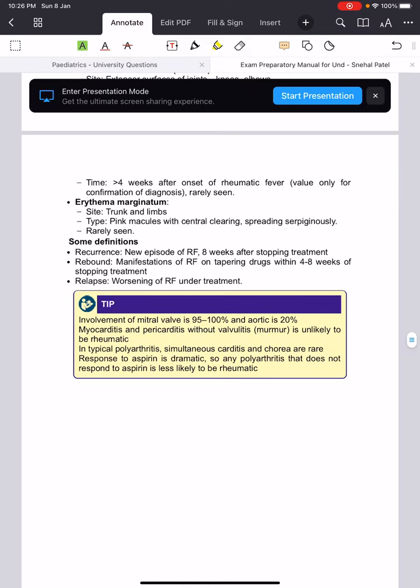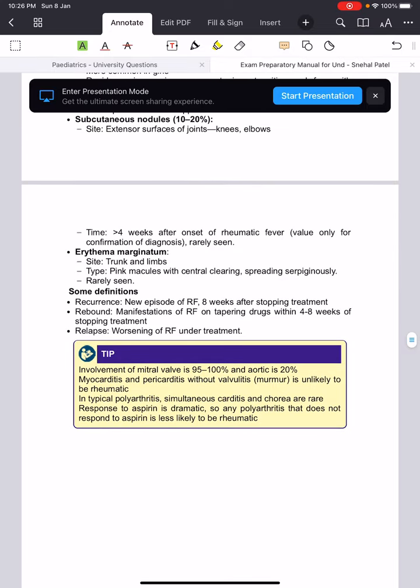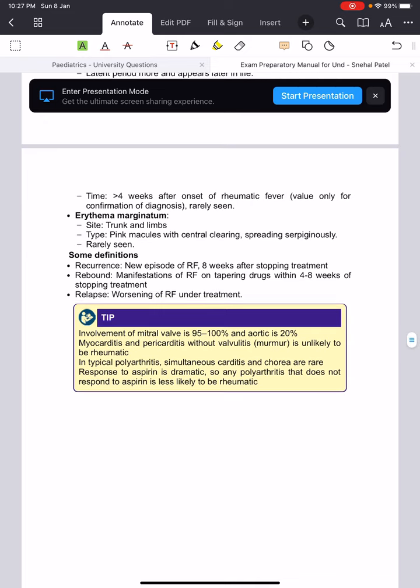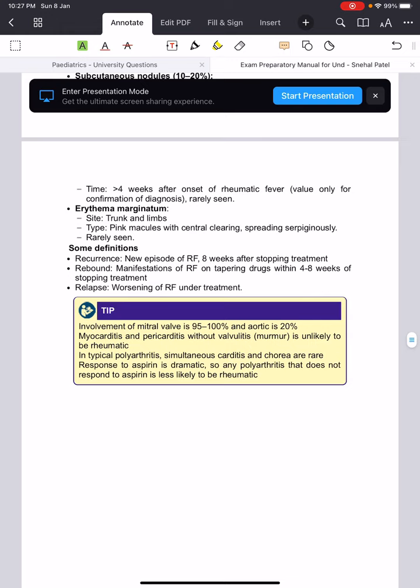Erythema marginatum: site is trunk and limbs. On trunk, that means on chest, abdomen, back, and on limbs means hands and legs, so everywhere on the body basically except neck and face. Pink macules with central clearing. So there will be an outer pink ring and central clearing, spreading serpiginously like a snake. It will spread. Rarely seen.